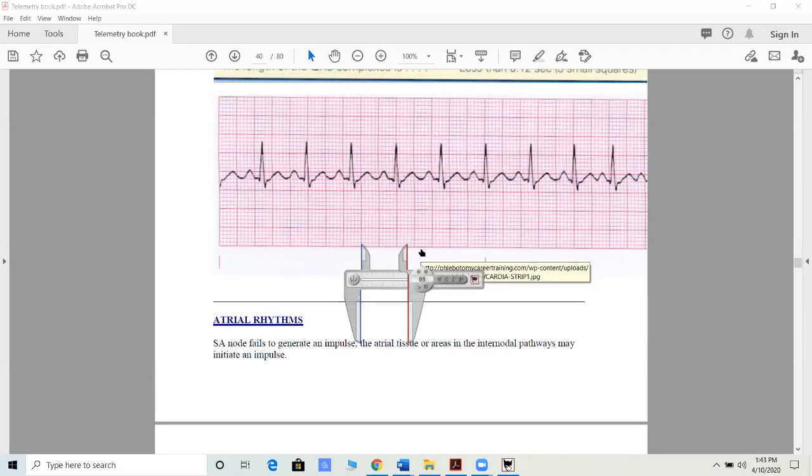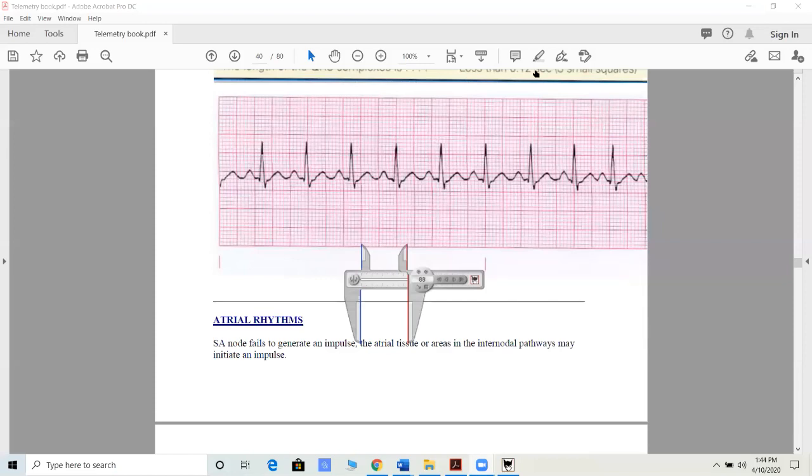You could even say 2.5 boxes. So 300 divided by 2.5 boxes is about 120. So yes, between 115 and 120 is the heart rate. Let's see what else we have. Who else might have answered? Yep, okay, good job. Now, what does that tell us? What did we say? A normal heart rate is between 60 and 100. Less than 60 is bradycardia, greater than 100 is called tachycardia, right?